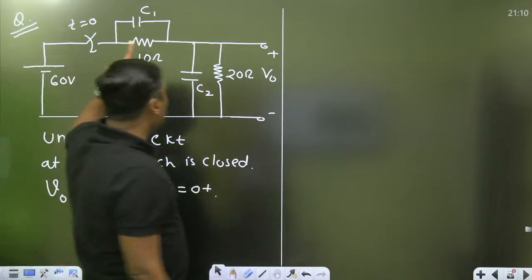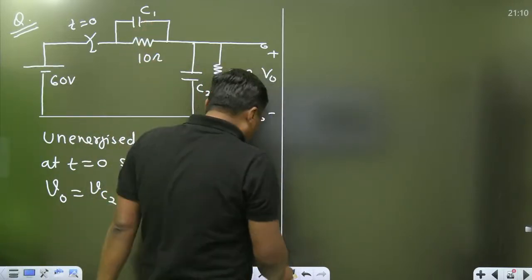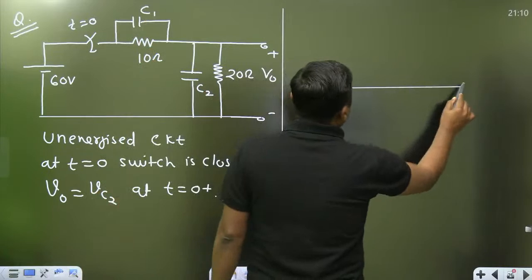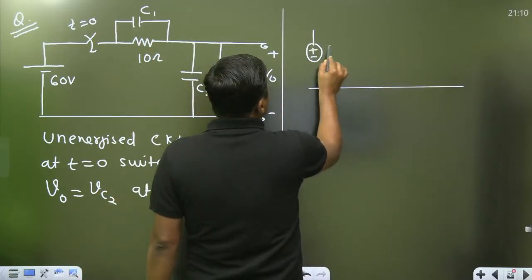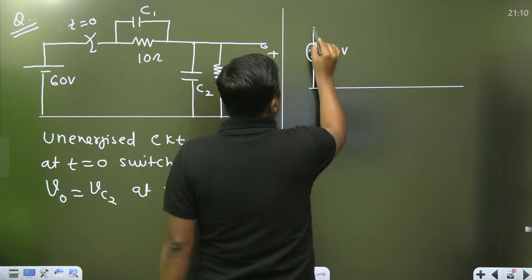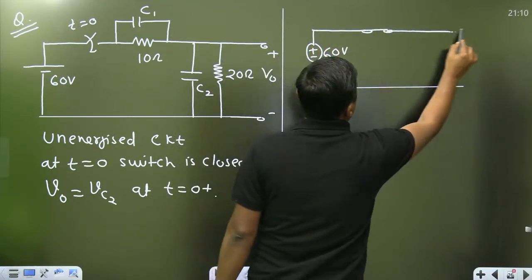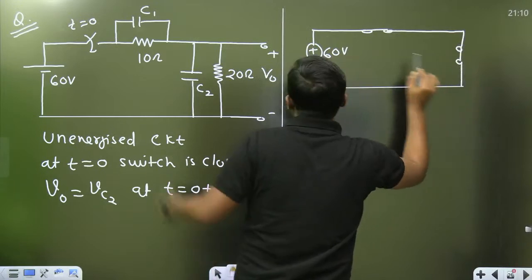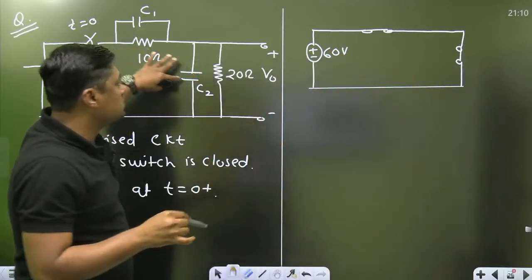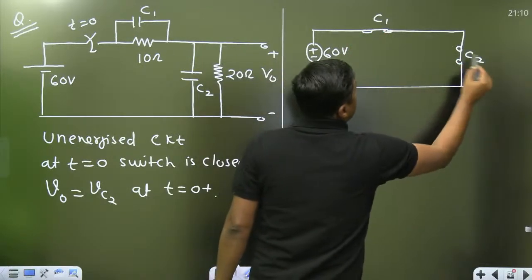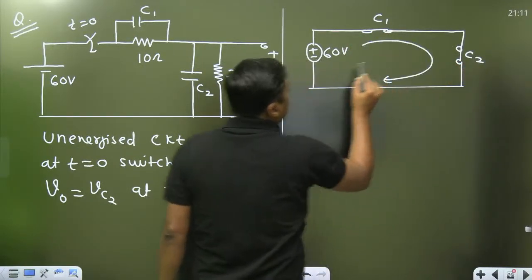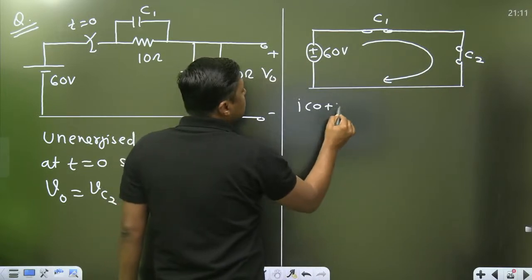If C2 will not allow the sudden change, then C1 will also not allow the sudden change. When both will not allow the sudden change, then what will happen? This is the 60 volt battery. Both capacitors will act as short circuit because both will not allow the sudden change. This is C1 and that is C2. So what will be the current through the circuit exactly at 0 plus?